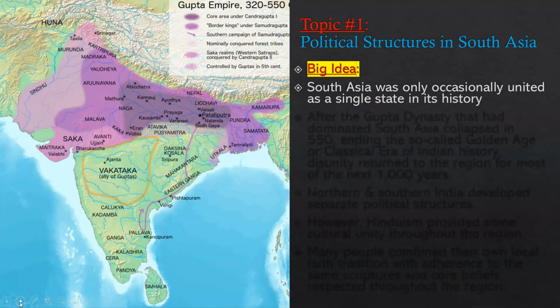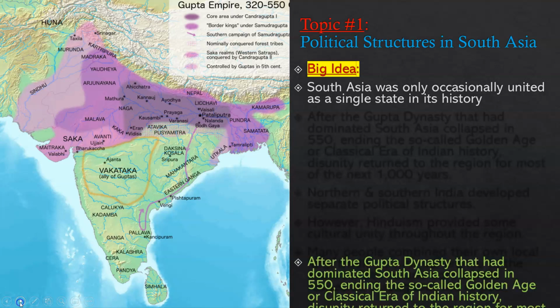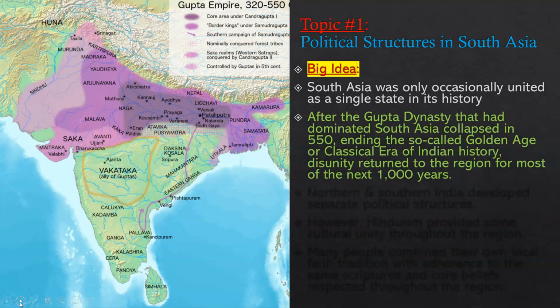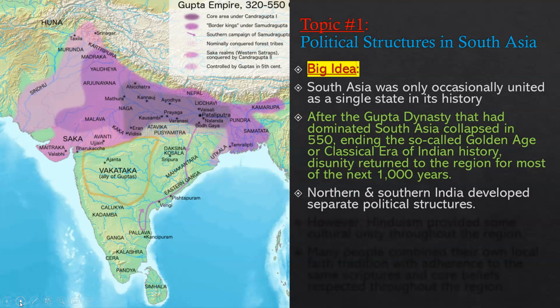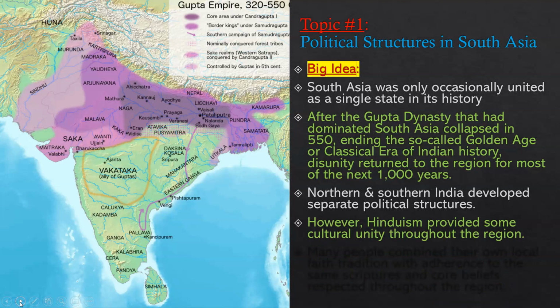Topic number 1, political structures in South Asia. South Asia was occasionally united as a single state in its history. After the Gupta dynasty that had dominated South Asia collapsed, this ended the so-called Golden Age of Indian history, and disunity returned for most of the next 1,000 years. Northern and southern India developed separate political structures. So there's a big theme right there to grab, right?